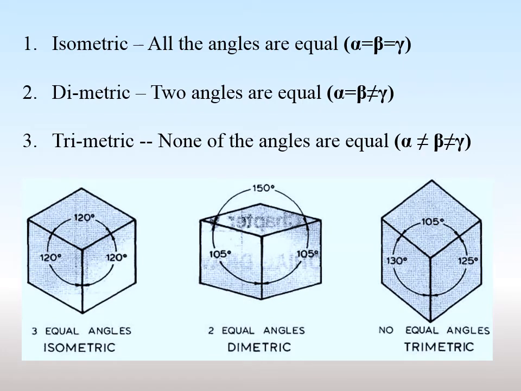You can see in isometric all the angles are equal, that is 120 degree. In dimetric two angles are equal, that is 105 degrees, whereas the third angle is not equal, that is 150 degrees, slightly larger than that. In trimetric none of the angles are equal. You can see in this figure, all the angles are different.